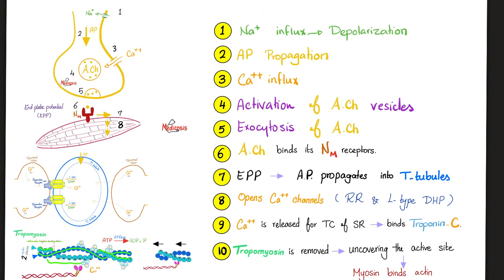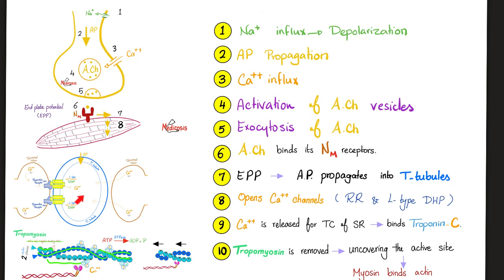Let's review the excitation-contraction coupling. First, sodium influx to the neuron, causing depolarization, then propagation of the action potential, and then calcium influx, and then rupture of the vesicle, exocytosis, acetylcholine is out. Acetylcholine is going to bind to the nicotinic receptor on the skeletal muscle, and then the action potential is going to move on the sarcolemma, and then it's going to enter into the muscle so that the T-tubules open the calcium channels, release calcium from its jail, first through the ryanodine receptor, and then through the L-type dihydropyridine calcium channel.